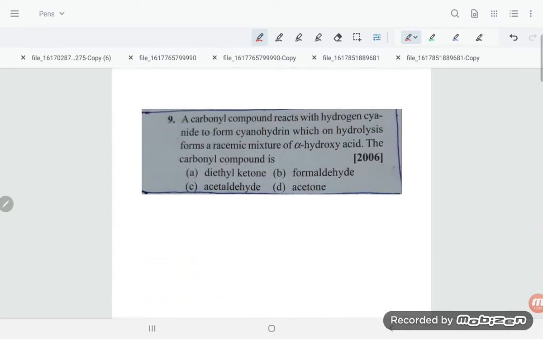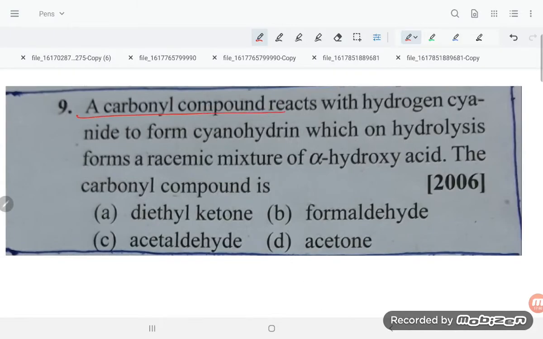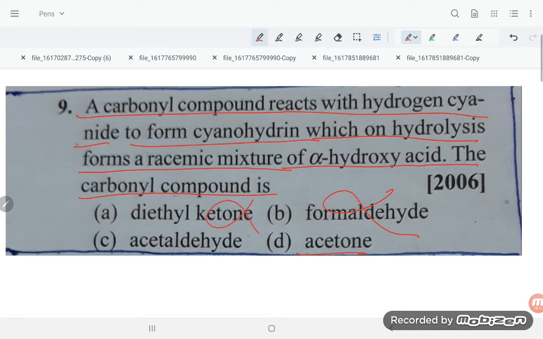Now let us move on to question number 19. What are they saying? A carbonyl compound reacts with hydrogen cyanide to form the cyanohydrin, which on hydrolysis forms the racemic mixture of alpha hydroxy acid. The carbonyl compound is, okay, so formaldehyde is not possible, because they are saying it forms alpha hydroxy acid. Acetone and diethyl ketone are also not possible.